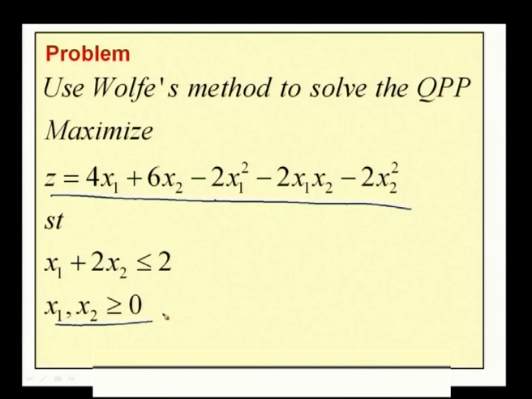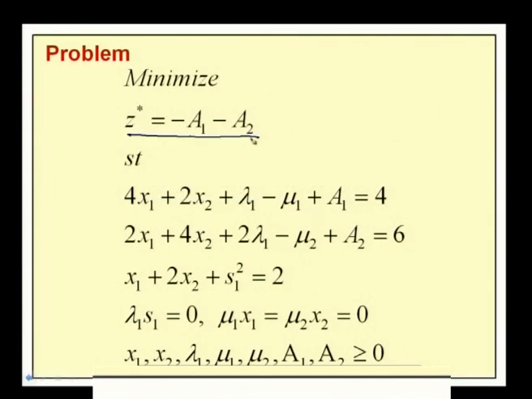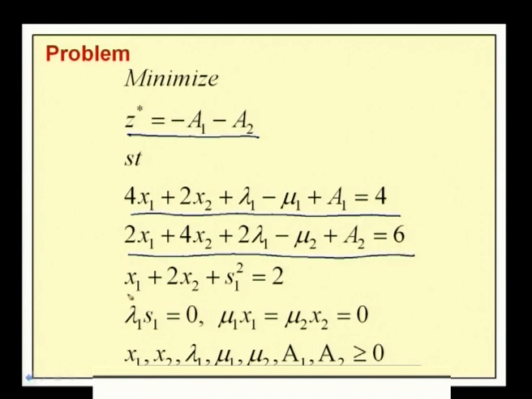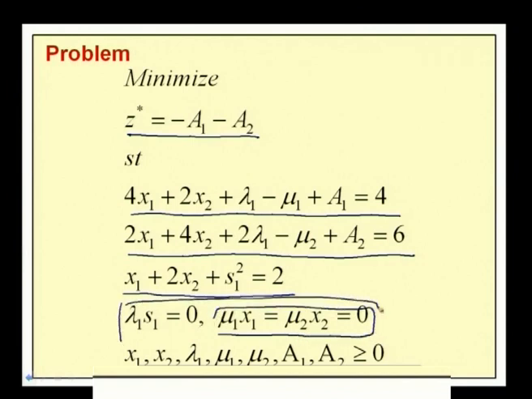We have seen that by deriving the Kuhn-Tucker conditions for the given quadratic programming problem, the linear programming problem becomes: minimize z equal to minus a1 minus a2, subject to the constraints 4x1 plus 2x2 plus lambda 1 minus mu 1 plus a1 equal to 4, 2x1 plus 4x2 plus 2 lambda 1 minus mu 2 plus a2 equal to 6, and x1 plus 2x2 plus s1 squared equal to 2, and lambda 1 s1 equal to 0, mu 1 x1 equal to mu 2 x2 equal to 0. This set of conditions is called the complementary slackness condition.